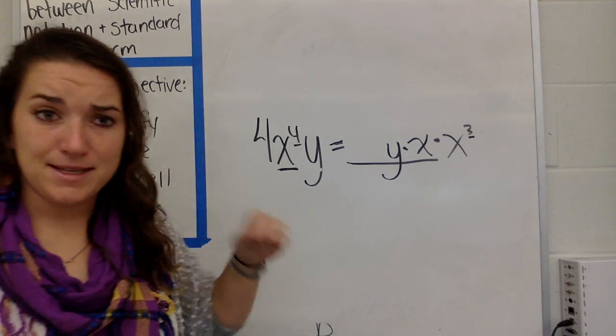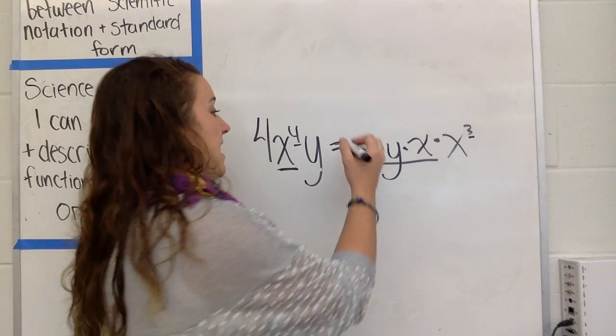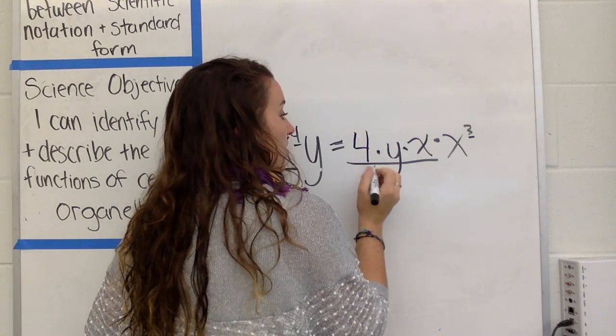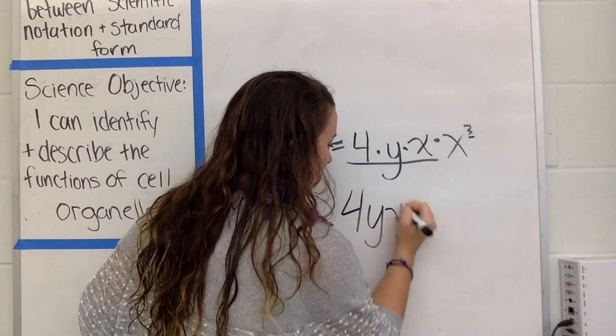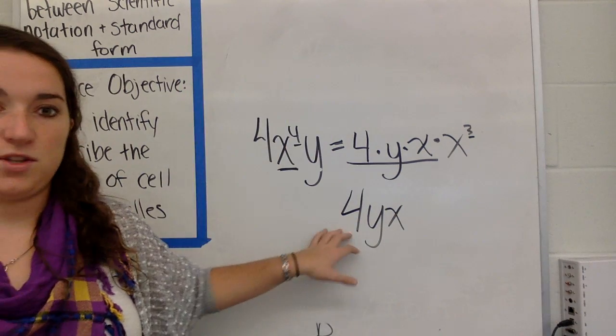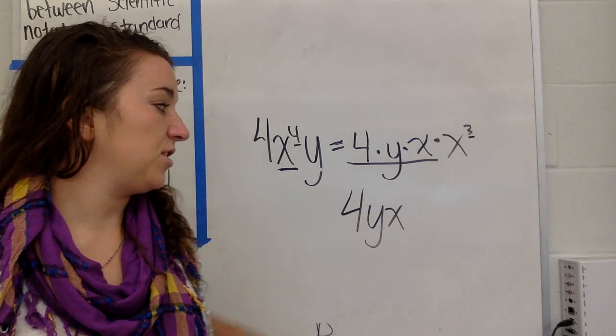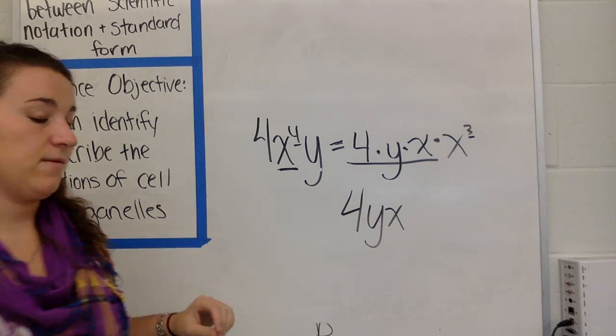Finally, the last thing I'm missing is my 4. So I need to add a 4. So what goes in my blank is 4yx, because that's what I need to multiply x cubed by to get to 4x to the fourth y.